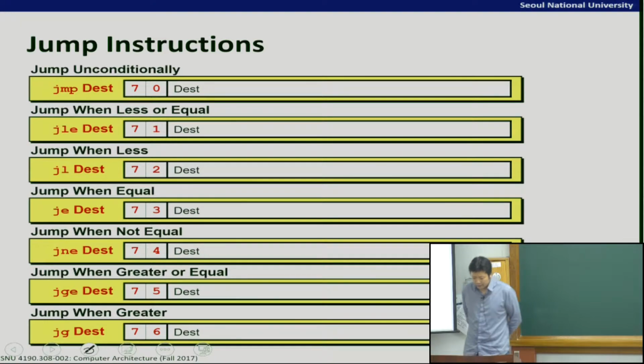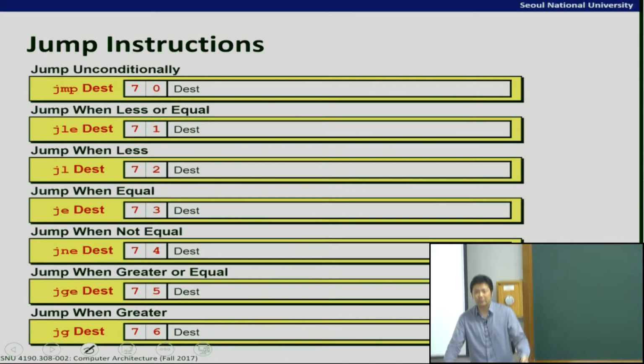There are variants of the jump instruction. As I said, all these jump instructions start with 7, like 70, 71, 72. 70 is an unconditional jump. Whenever you hit this instruction, you have to go to the target address. And 71 and the others are all conditionals.